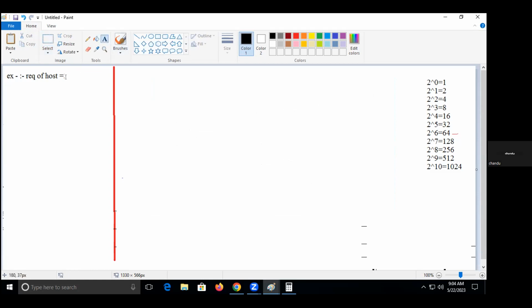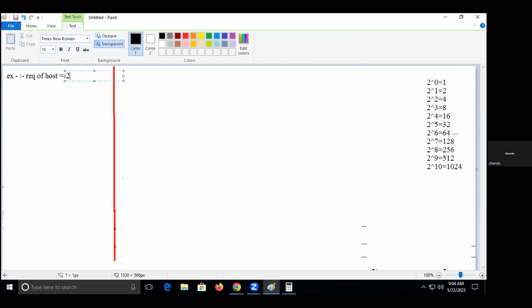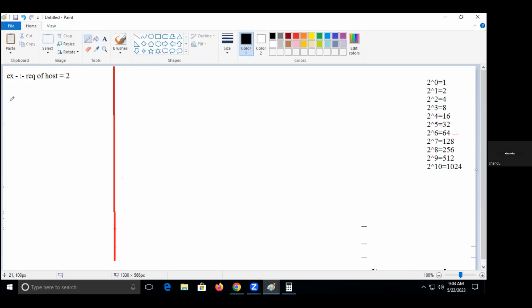So here my host requirement is 2. Let me do it quickly with the pen. 2 power h minus 2 is greater than or equal to the requirement of 2. I need to find the host value. You cannot take 2 power 1: 2 power 1 is 2, 2 minus 2 is 0, and 0 is not greater than or equal to 2. I need to take 2 power 2.